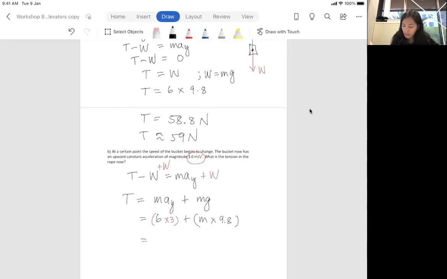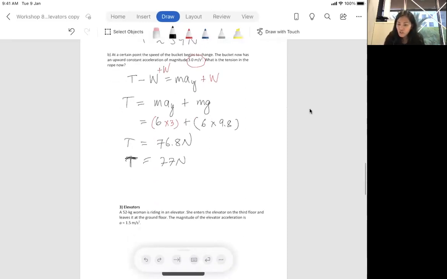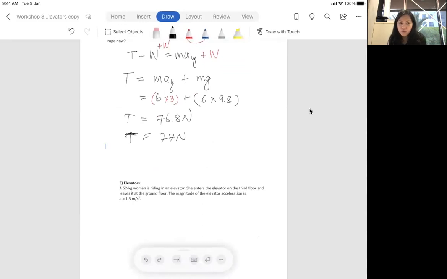Okay, so you can do the calculation. I'll just substitute the value of the mass, which is 6. You can do the calculation and end up with 76.8 newtons, or that's rounded to 77 newtons for 2 significant figures. All right. Are we good with that, or are there any questions? Can we move on to question number 3?